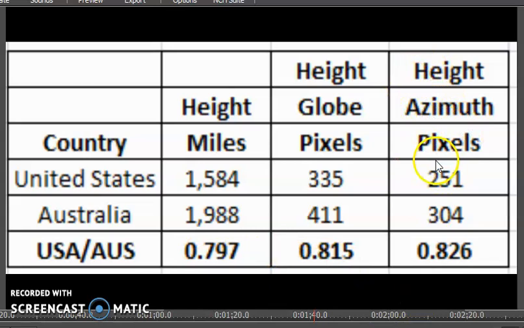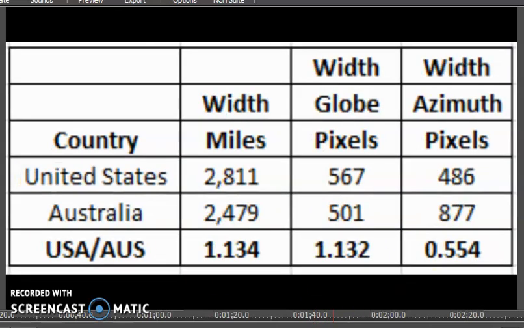Height on the azimuth in pixels, 251 divided by 304 is about 0.826. So all these are about the same, so proportional height. However, when one compares the width, you see what I pointed out earlier.